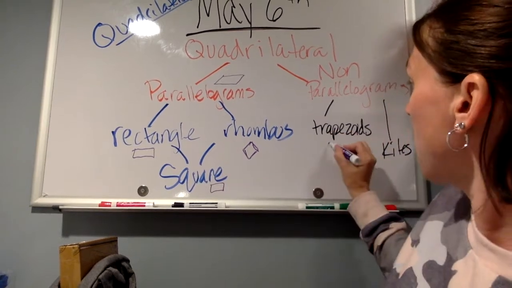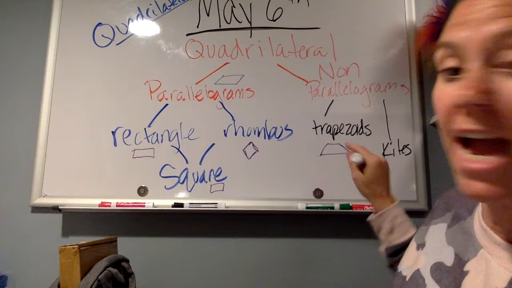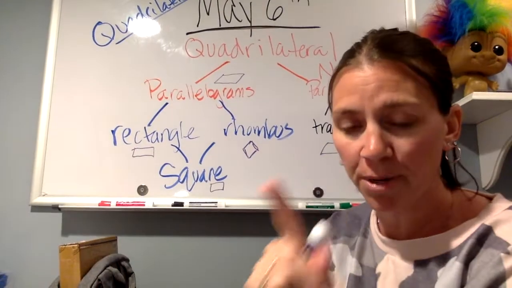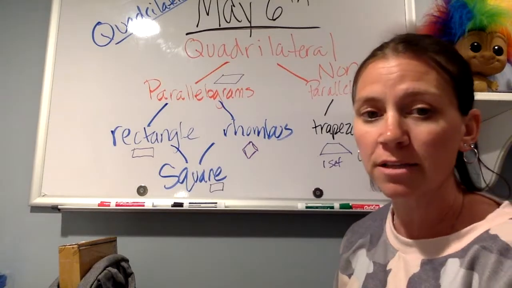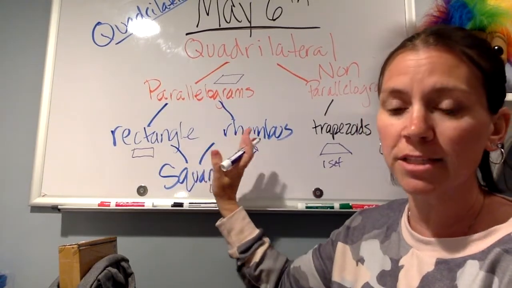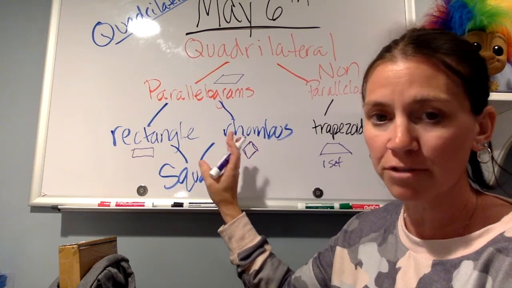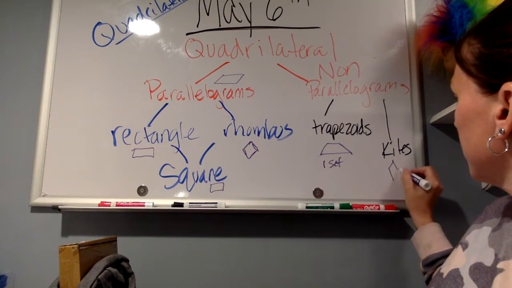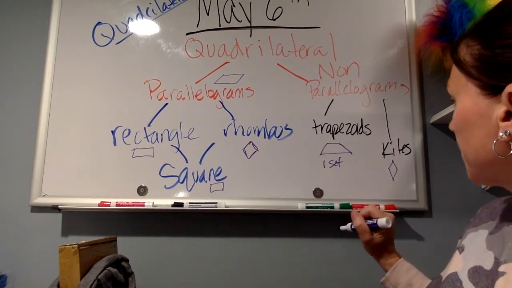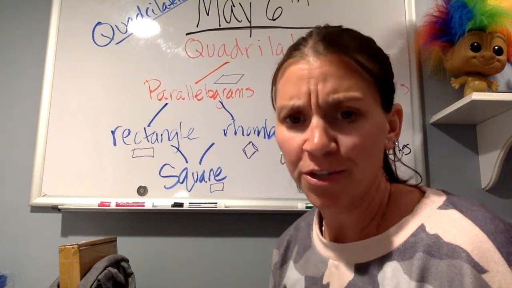Okay? A trapezoid, his opposite sides are not parallel. He only has one set of parallel sides. You need to know that. One set of parallel sides. These guys all have two sets of parallel sides. Okay? That's why they're parallelograms, because they have two sets. And then you have your kite. Okay? All right. Sorry. It gets a little confusing.